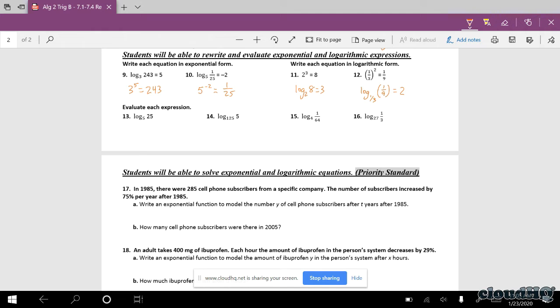Starting with number 13, we evaluate. No need for a calculator here. These are all going to work out nicely. 25 is a power of 5. It's the second power. 5 squared is 25. So 2 is our answer. Number 14, it might work nicer if they were in the opposite order. If I had the 5 as the base and 125 as the number, I would say it was the third power. But here they're in reverse order. So it's the third root, 1/3.